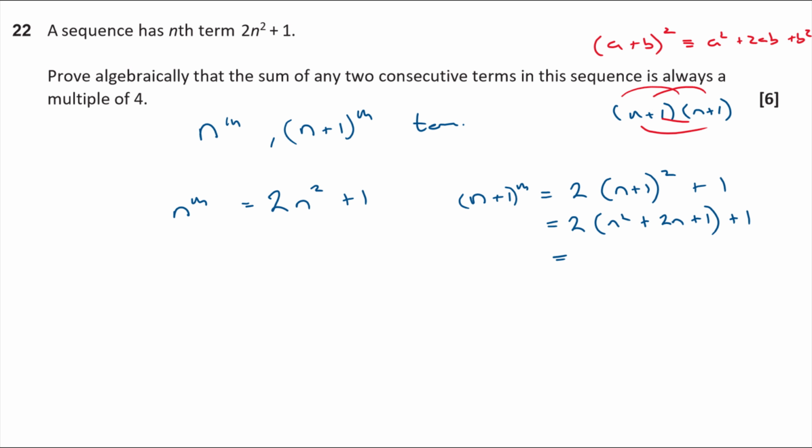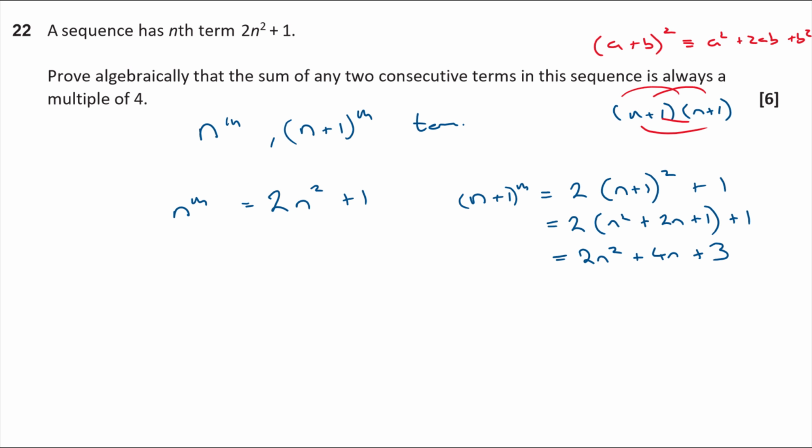Okay, and then removing the brackets, I'm going to get 2n squared plus 4n plus 2 plus 1 is 3, isn't it? Okay, so that's my nth term is 2n squared plus 1, and my (n plus 1)th term is 2n squared plus 4n plus 3.